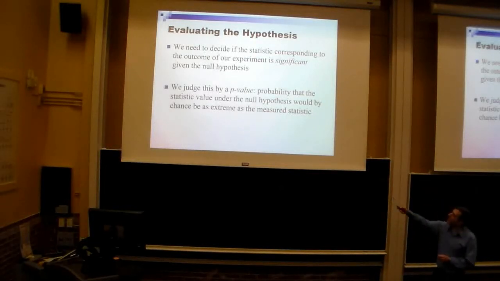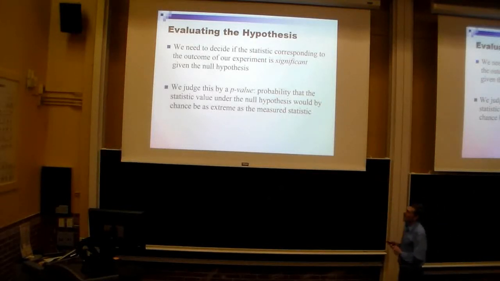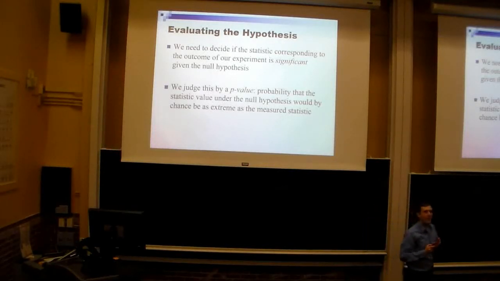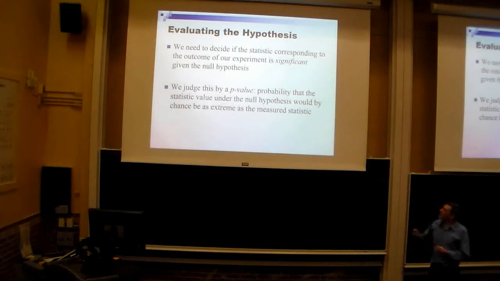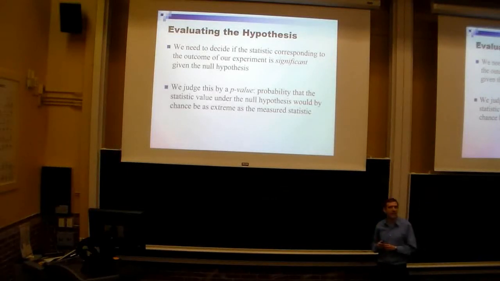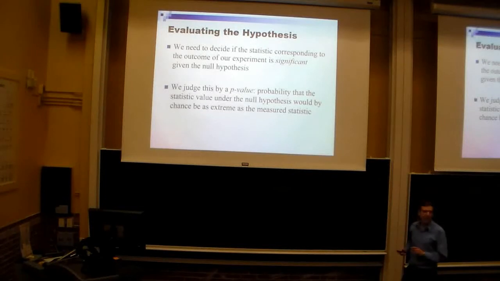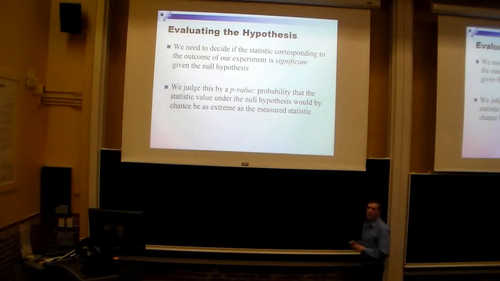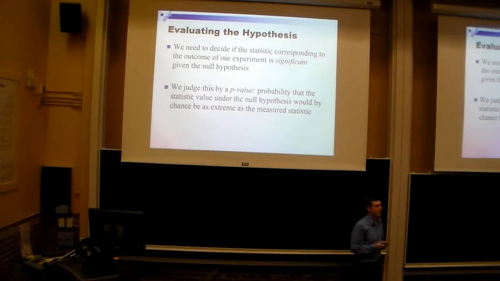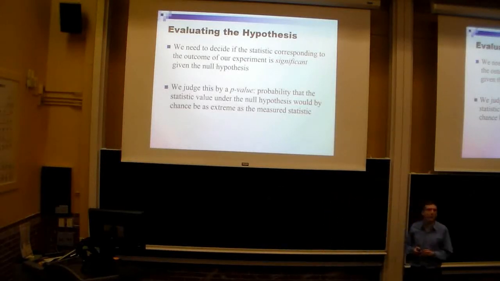The way we would commonly measure that is by what's called a p-value. A p-value is simply the probability, under the null hypothesis, that the statistic would be at least as extreme as the value we actually observed. So in this case, we might believe that the statistic could fail because it's a codominant trait and that the statistic might be larger than 1/2.